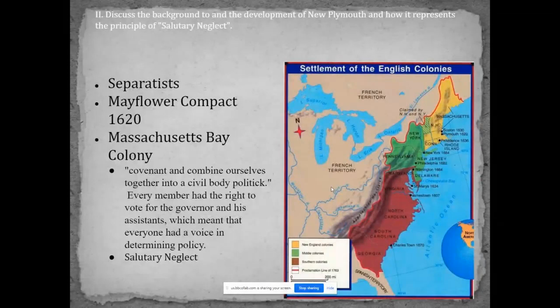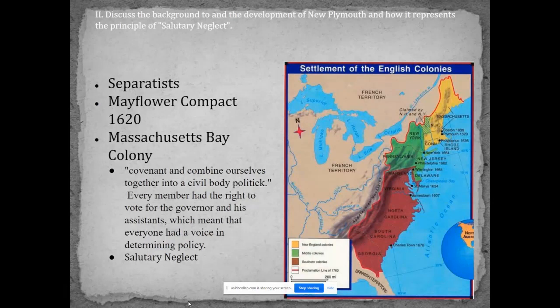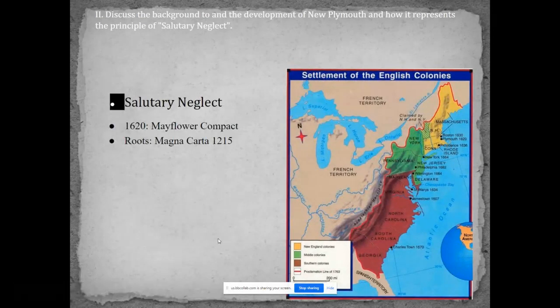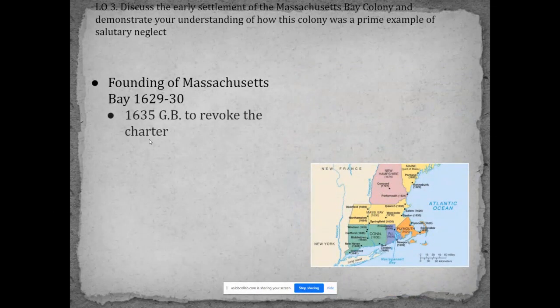Okay, so moving on, this is dealing more with some of the later learning objectives and dealing with the ability, or the desire, of Great Britain to try to control its colonies. But in the end, underscoring the power of salutary neglect, right, and how it was played out. So Massachusetts is, well, let me skip over here. Yeah, the founding of Massachusetts, it happens in 1629, right?